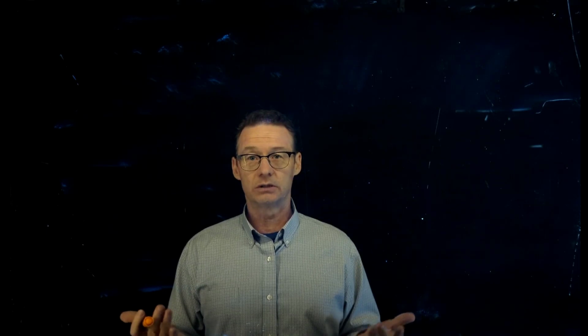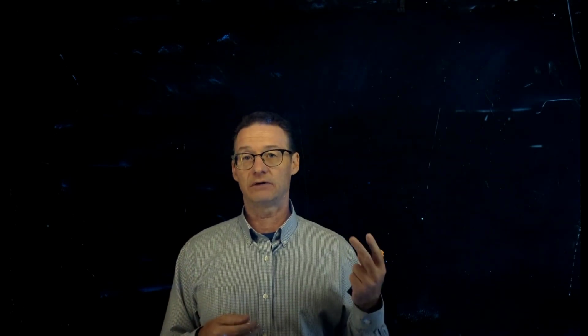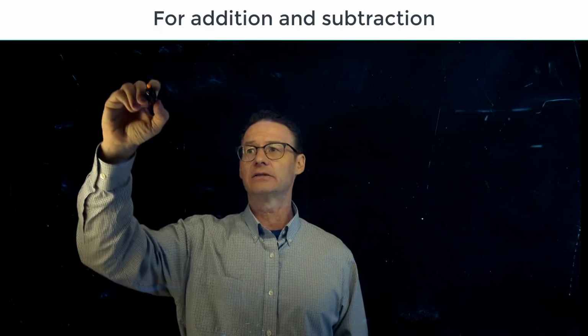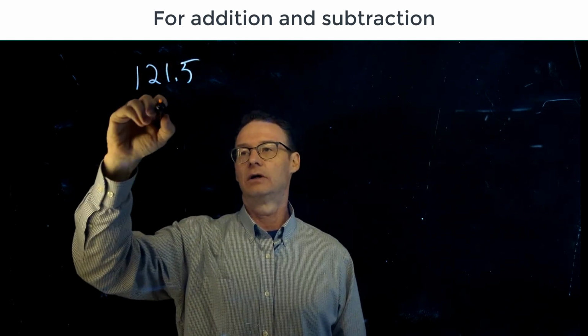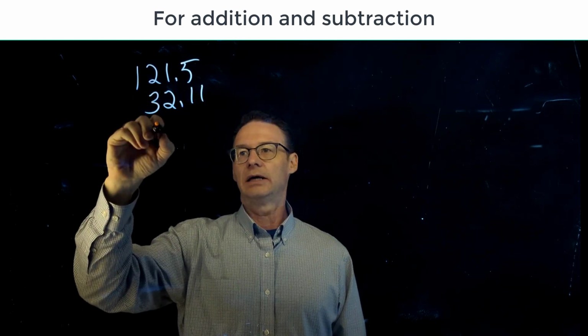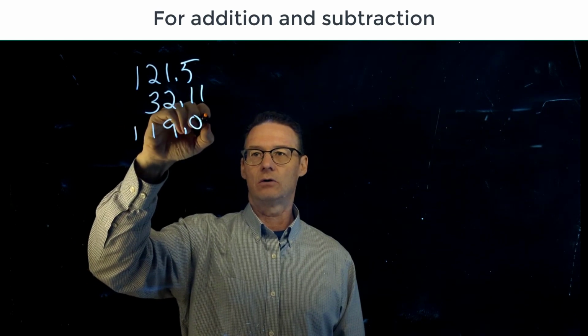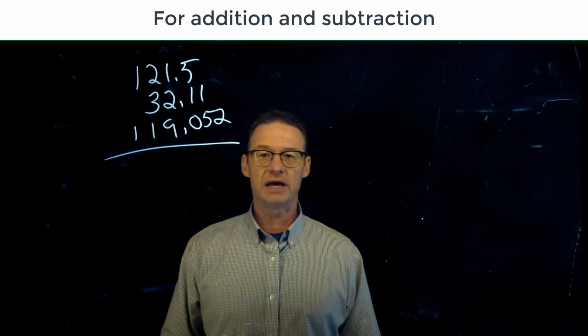Very common question. Well, there's a couple of rules that you need to keep in mind, and it depends. Are you adding and subtracting, or are you multiplying and dividing? There's just 2 different things that we do. So let's start with adding and subtracting. So when you're adding some numbers, let's say 121.5, 32.11, and 119.052. Okay, and then I'm going to have to hopefully do this math correctly.